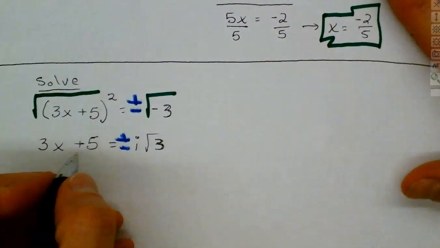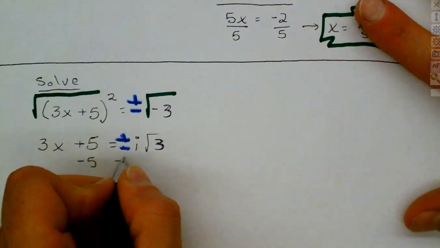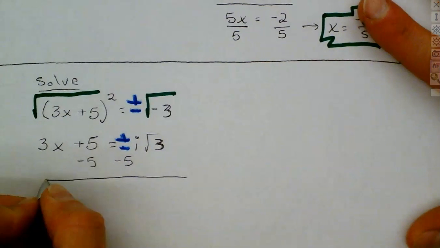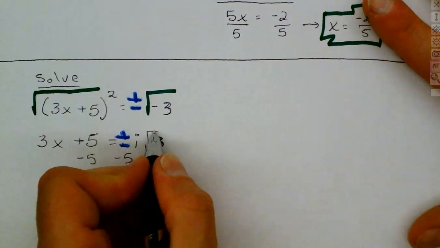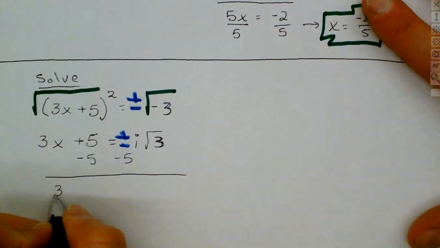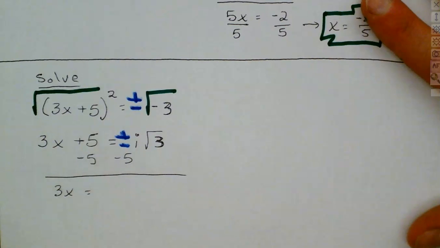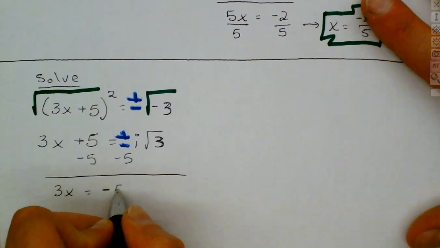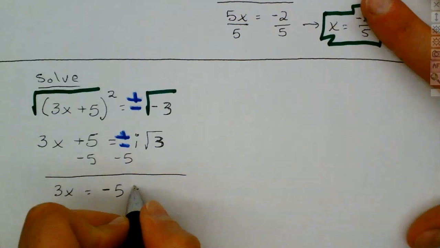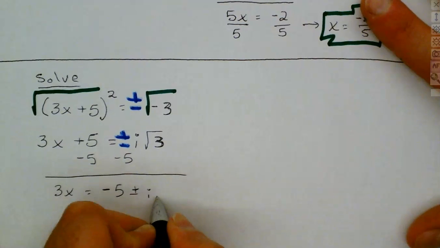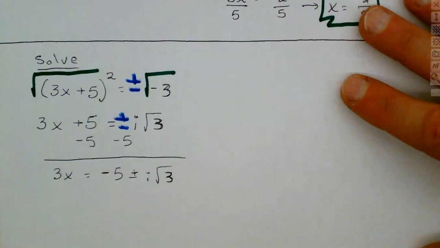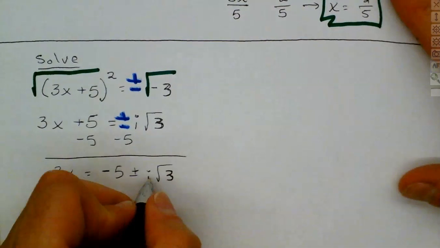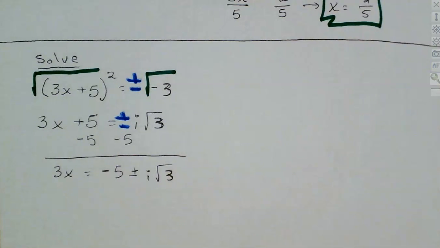I'm going to go ahead and move that 5 over with subtraction. And I'm going to keep the plus or minus in this case, because this will not break down, so we'll keep it as it is. And that's going to be 3x equals, I move the 5 over, so that's minus 5, and then we have a plus or minus i square root of 3. So we need to now go ahead and divide by what?